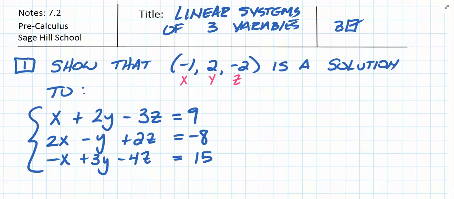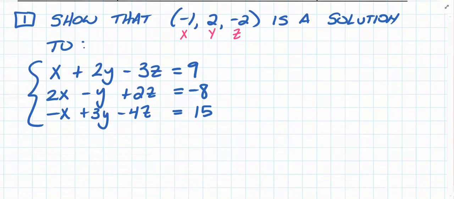What's the idea? The idea is to show that when x is -1 and when y is 2 and when z is -2, all 3 of those equations in the system are true. So how do we verify it? We just simply plug it in. Exactly. So here's what we're going to do.